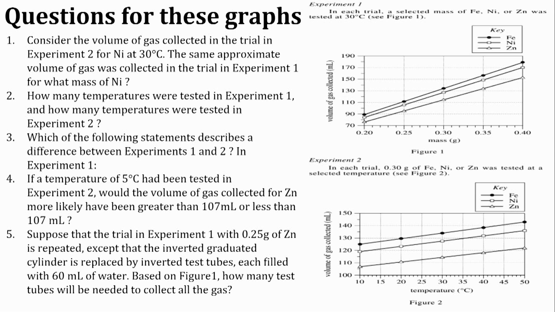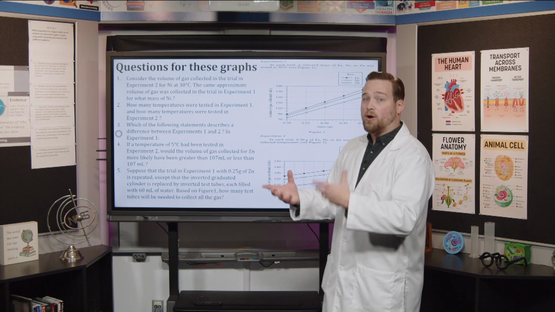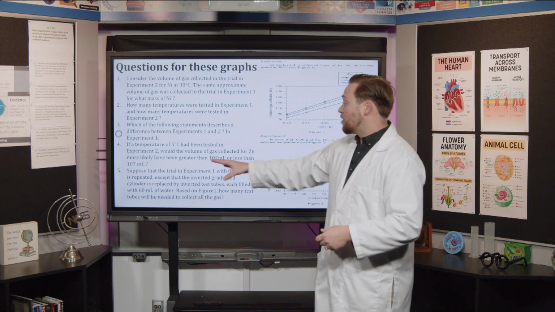You still don't really need to, because what it's asking is, let's replace that graduated cylinder with test tubes, and each test tube can hold 60 milliliters of water. How many test tubes will we need? What this is saying is, can we find this value that they're giving us and then figure out how many test tubes we're going to need? So that's where we're going to start.